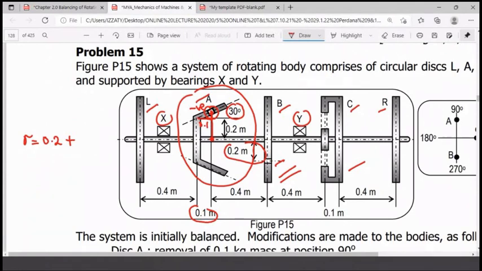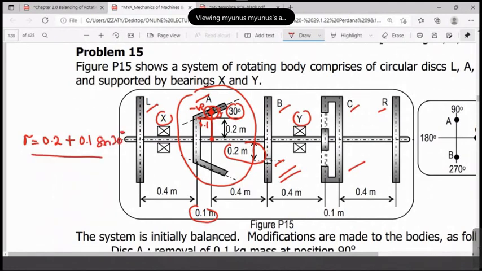So the radius will be measured from this one perpendicular to the point that you modify. So it's basically 0.1 plus what? Plus 0.1. What? Anyone? Whatever it is, you take this one, 0.1 sine 30. Thank you. Yeah, sine. So that will be the radius of A.